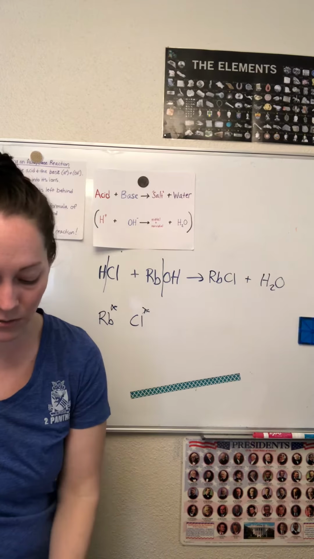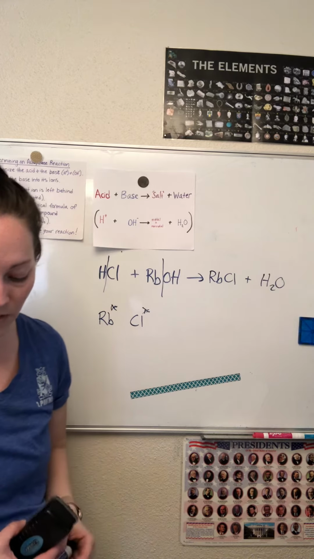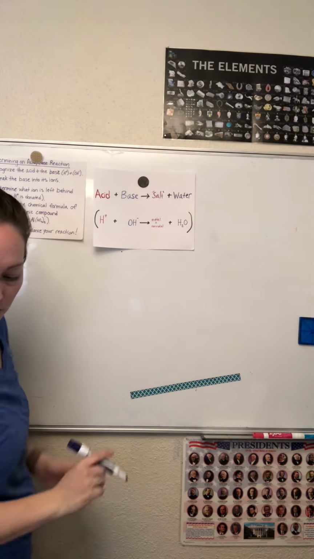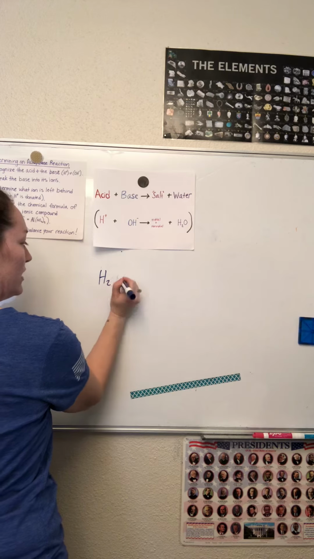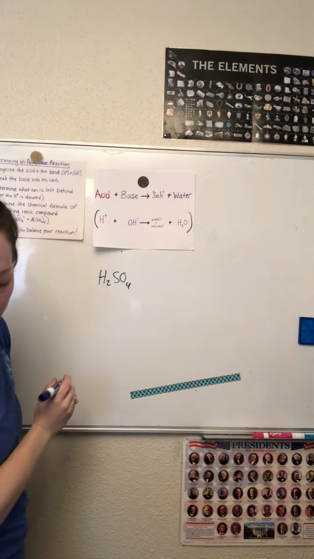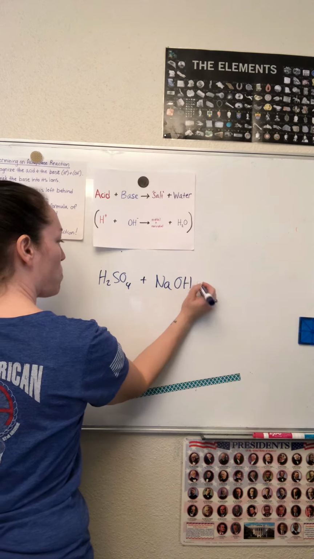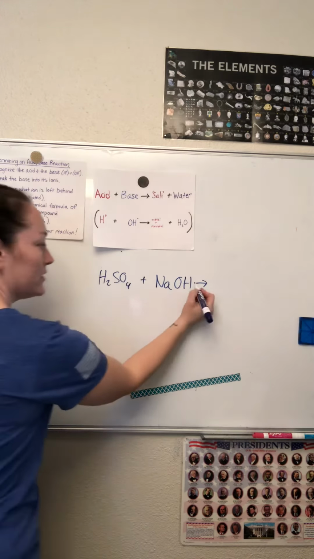It says write the chemical equation that describes the reaction between sulfuric acid and NaOH. So sulfuric acid is H2SO4 and NaOH. So they're asking me to find the balanced chemical equation. They gave me what I started with, and I'm a good chemistry student, so I'm remembering what an acid and a base is. An acid has the hydrogens to give, and the base typically has an OH. So I'm going to separate those so I can see better.